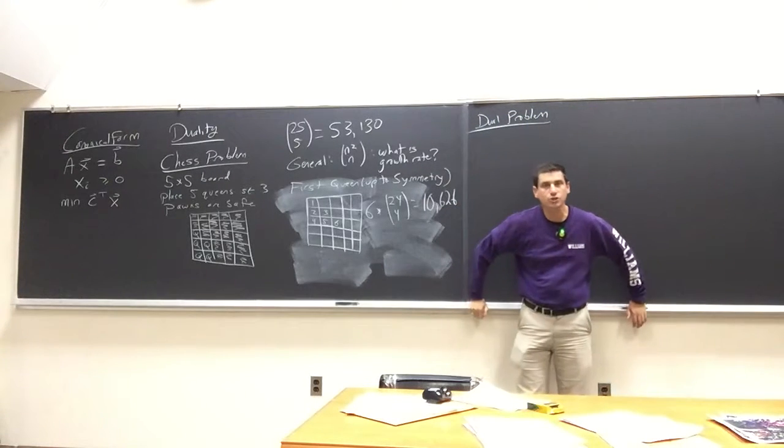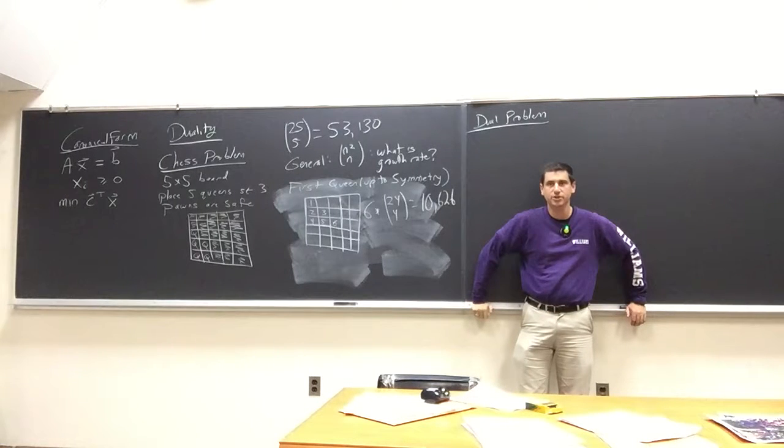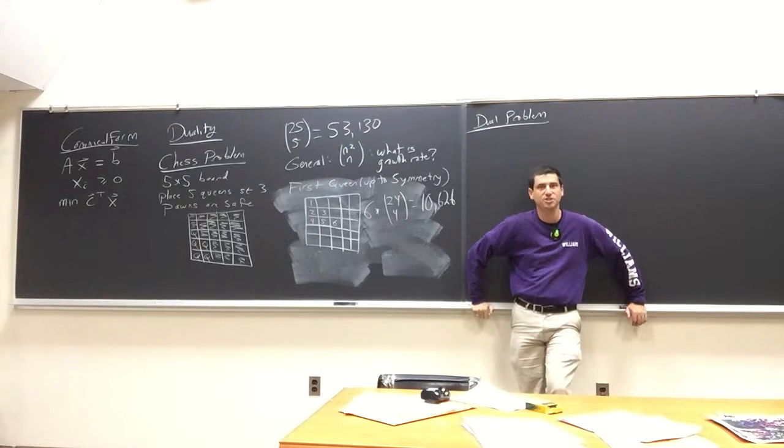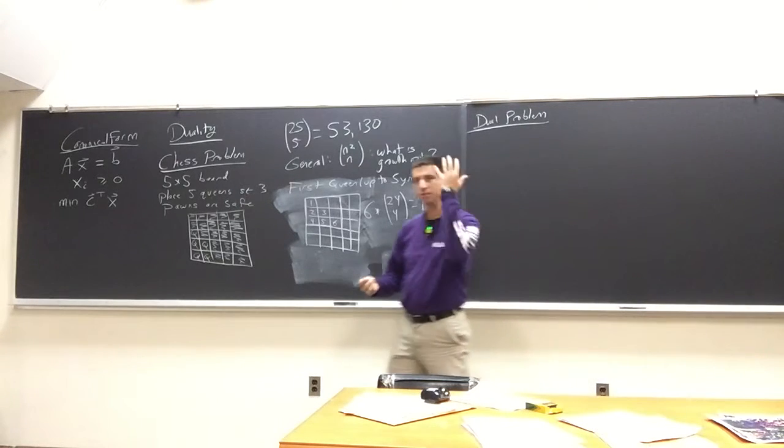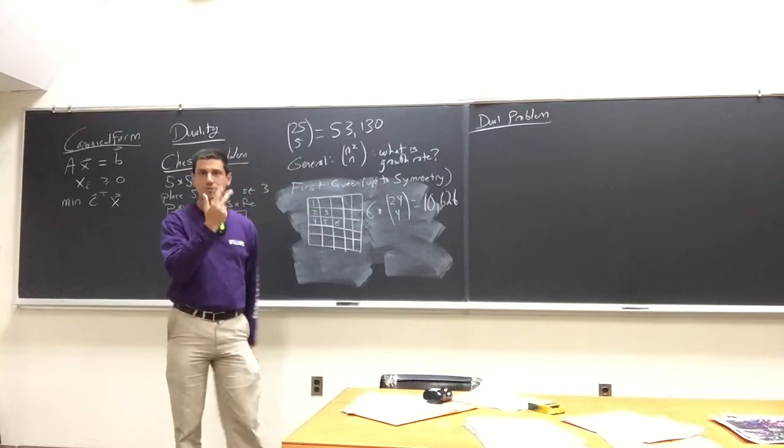So right now, what are we doing? We're putting down 5 queens so that 3 pawns are safe. There's another way to view this problem. How else could we view this problem? So right now, we're trying to put down 5 queens so that 3 pawns are safe.